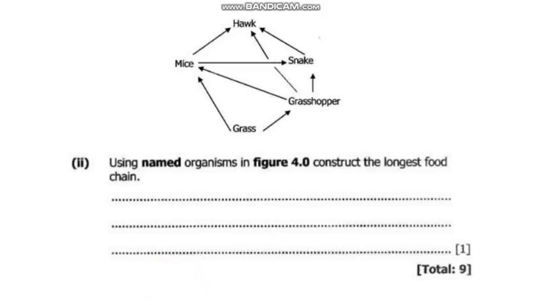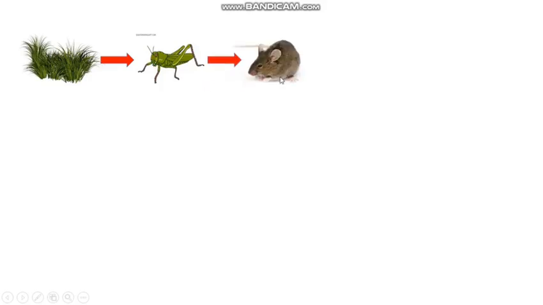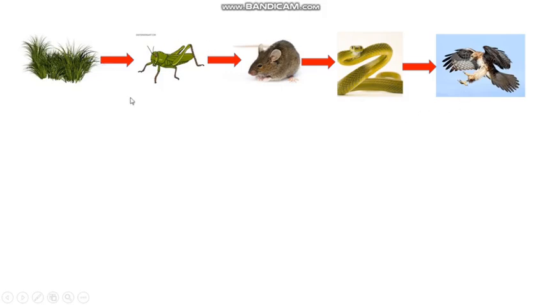So let's see how we can present it using the what? The words. So we are going to start with the diagrammatic presentation where we have the grass. From the grass right here, we are going to have the grasshopper. So this grasshopper will feed on the grass. Then this grasshopper now will be fed on by the what? By the mice. And this mice again is going to be fed on by the snake. And this snake is going to be fed on by the what? By the hawk. So this is how the food chain is going to look.